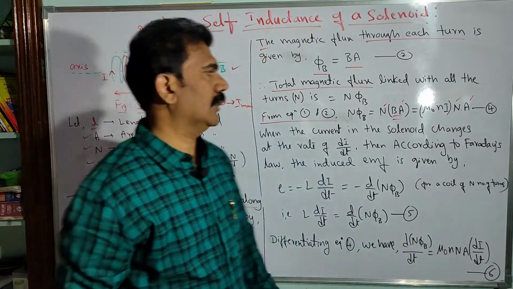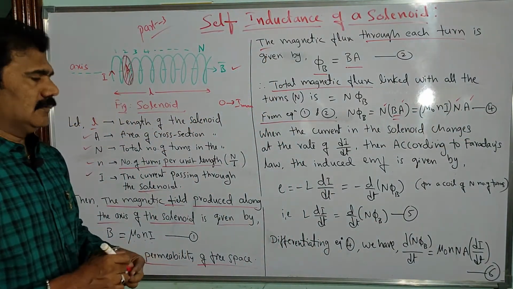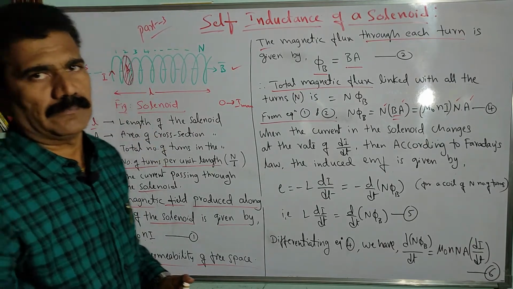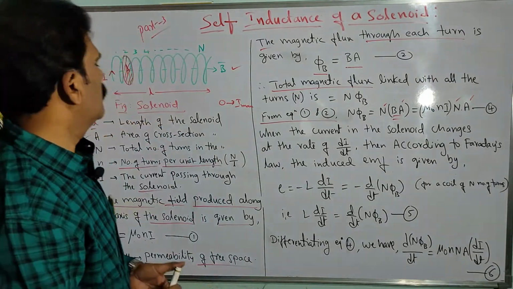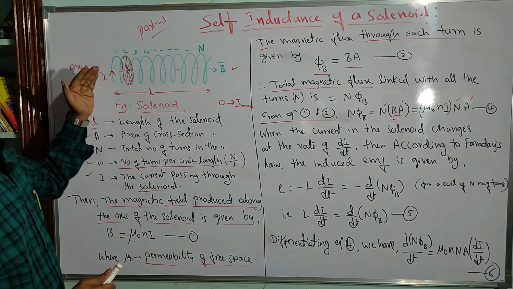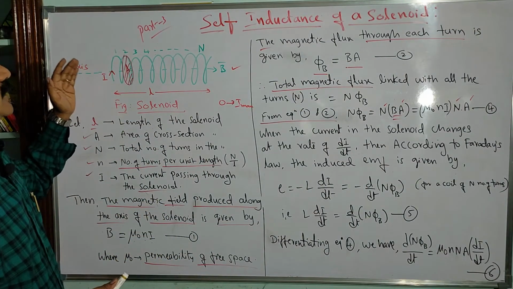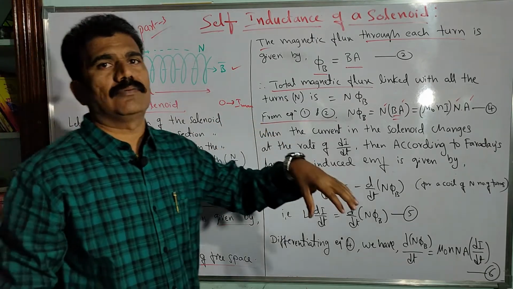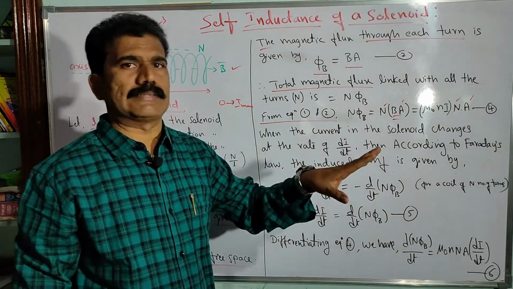So you get equation 4: N into phi B is equal to mu naught n I into N into A. Then you consider the flow of current in the coil with respect to time. We can assume the rate of flow of current, because depending upon that rate of flow of current you can calculate the induced EMF in the coil according to Faraday's law, correct?